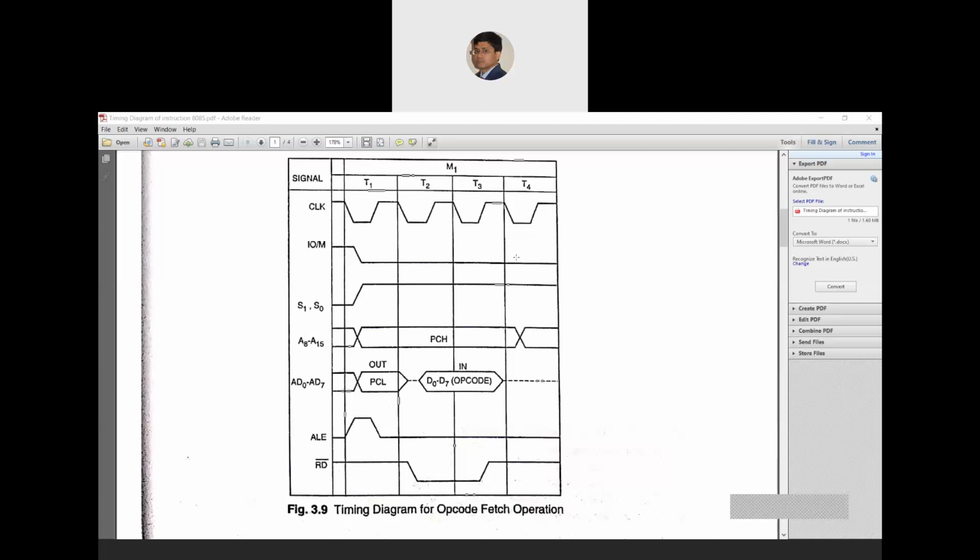Then these two signals, S1 and S0, are status signals. In the status signals, you can see that S1 and S0 have a particular combination for opcode fetch, for memory read, for memory write, for IO read, and IO write operation. There is a very particular combination for each and every operation. In case of opcode fetch, the combination is 1 1.